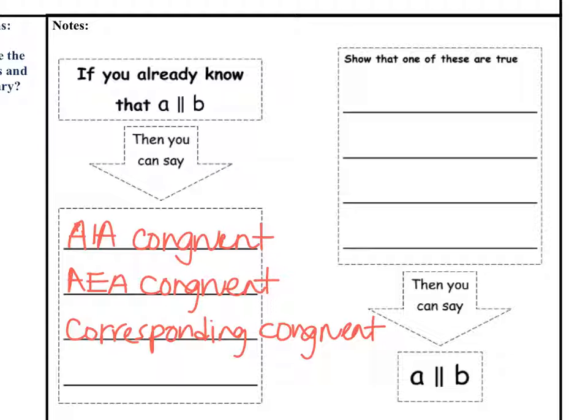And then what can you say about the consecutive interior angles if you have parallel lines? They're supplementary. So if you know parallel lines, then you can say that those things are true. But then we flip it for the converse. So all these same angle relationships, if you can show that those angle relationships are true, then you can say that you have parallel lines.